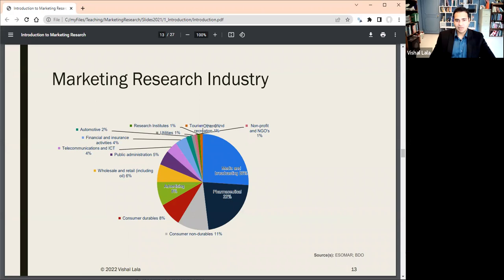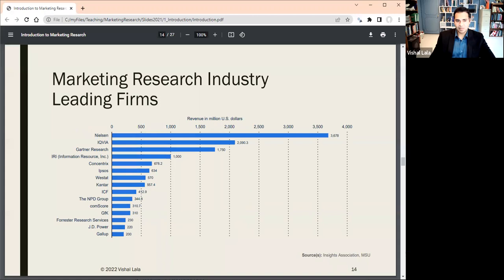The marketing research industry includes areas like media and broadcasting, which includes firms like Nielsen, GroupM, and so on. The pharmaceutical industry, advertising industry, and so on. So we're seeing the bulk of the spending happening in media and broadcasting and the pharmaceutical industries.